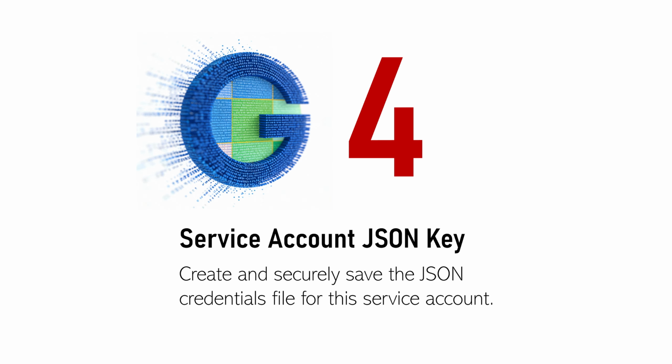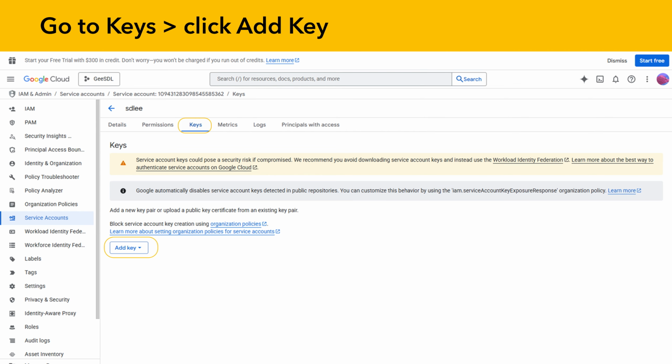The next step is to generate a JSON key for the service account. Still on the Service Account page, switch to the Keys tab. This tab lists any existing keys for the account. To create a new one, click Add Key and then select Create New Key.